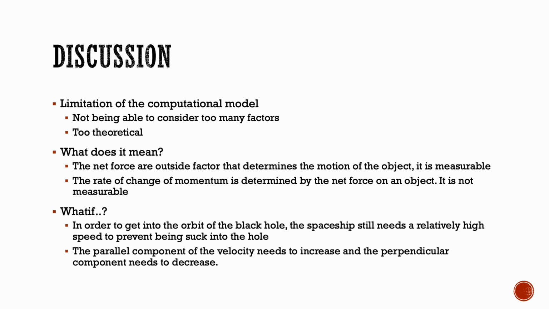For the what-if problems, and for part 2, in order to get into the orbit of the black hole, the spaceship still needs a relatively high speed to prevent being sucked into the hole, but the parallel component of the velocity needs to be increased and the perpendicular component needs to be decreased so that the spaceship can orbit at a relatively slow speed while still preventing itself from being sucked into the hole.